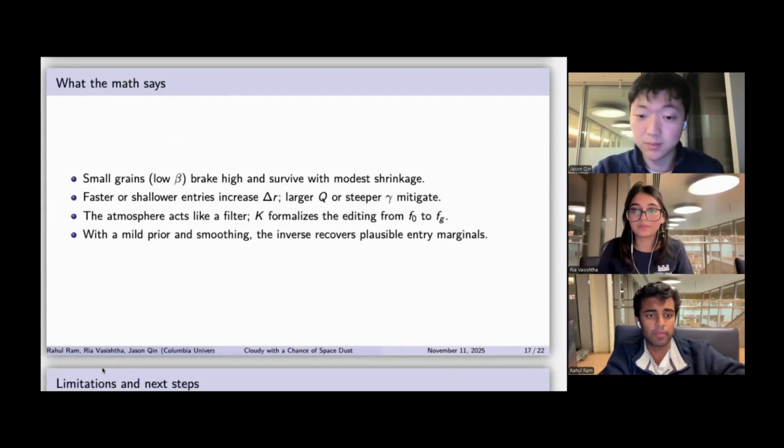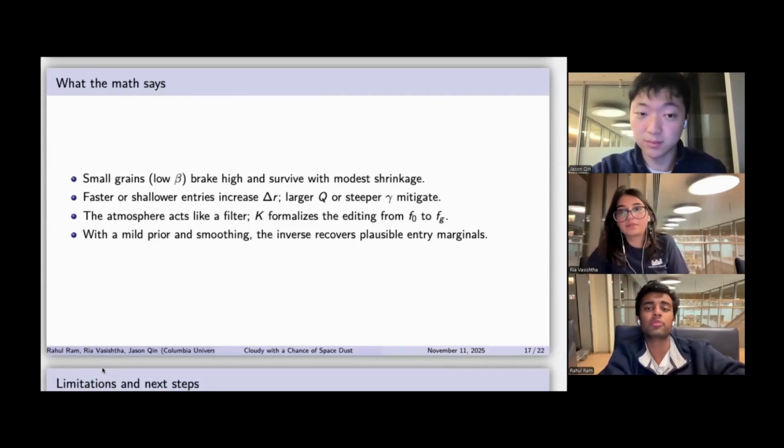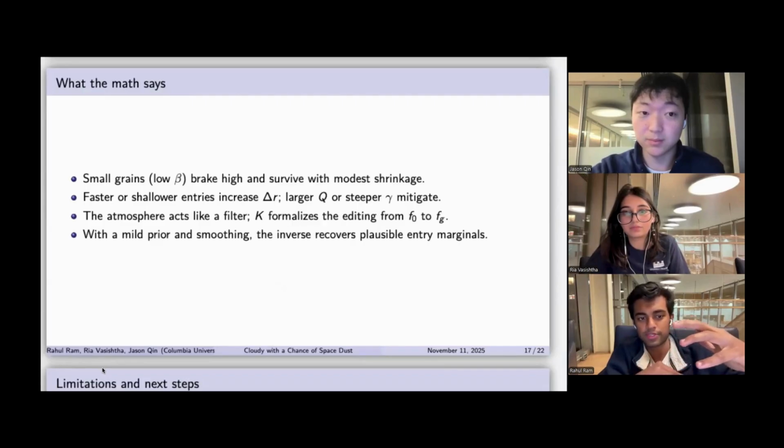Small grains with low beta break high and survive with modest shrinkage. Faster or shallower entries increase delta R, and a higher Q or steeper gamma reduces it. In simple terms, K formalizes how the atmosphere edits the incoming population into the ground population F_G. With mild regularization, the inversion retrieves believable entry distributions.